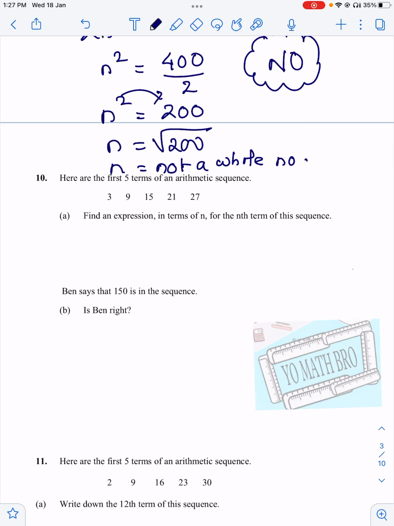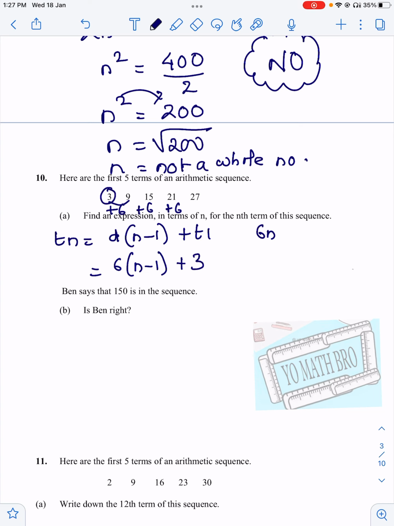Again, here are the first 5 terms of the sequence: 3, 9, 15, 21, 27. Let us check the difference. Plus 6, plus 6, plus 6. So my difference is plus 6. I write the formula. Tn is equal to D(n minus 1) plus T1, that is equal to difference is 6, n minus 1. Guess the first term. The first term is 3. I get 6n minus 6 plus 3. I get 6n minus 3. So the expression is 6n minus 3.